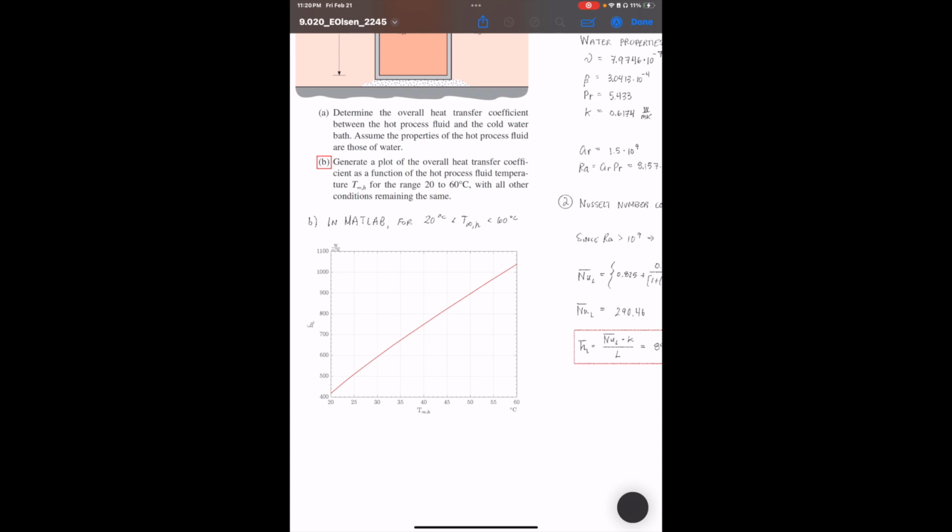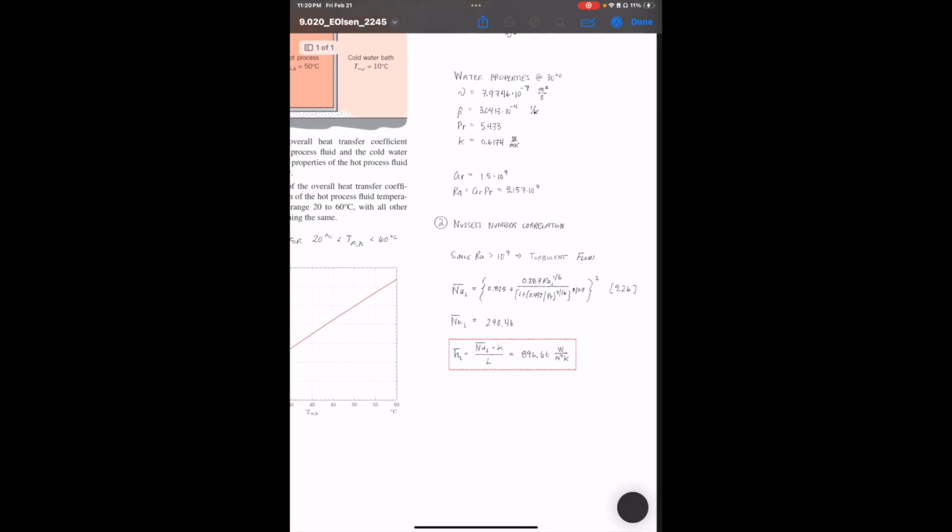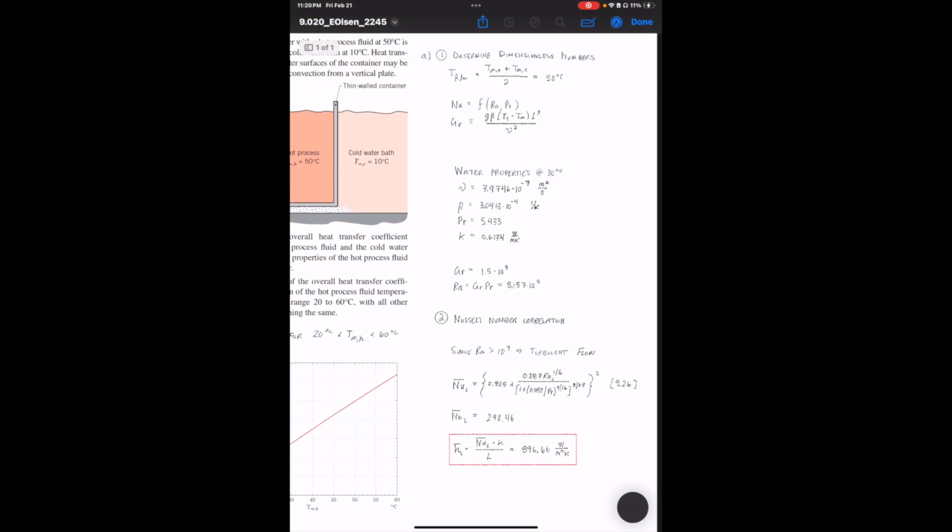Part B asks us to generate a plot of the overall heat transfer coefficient as a function of the hot process fluid temperature for the range between 20 and 60 degrees Celsius, with all other conditions remaining the same. So this is pretty easy. You just follow the same exact process to find the individual convection coefficient, except the only thing that would change here is your film temperature, since it depends on your hot process fluid temperature.